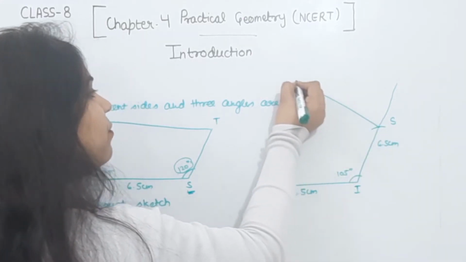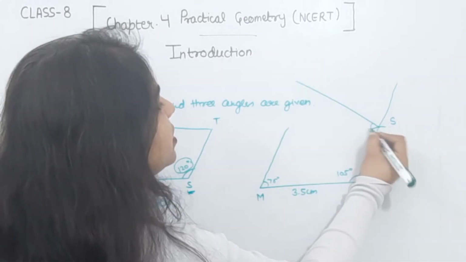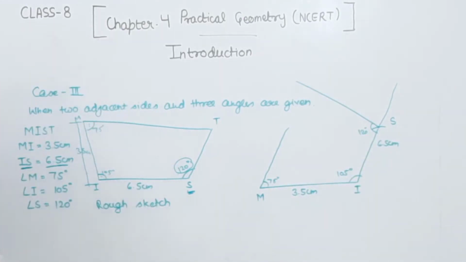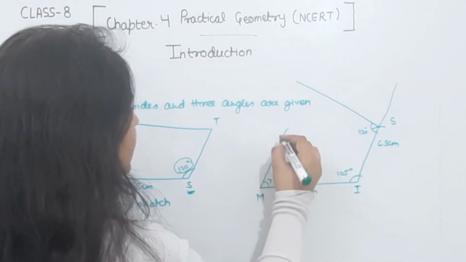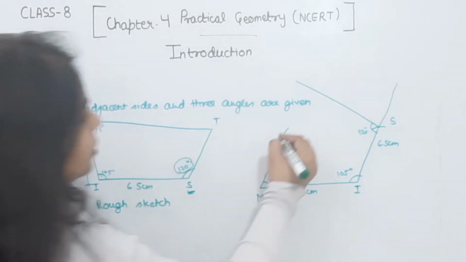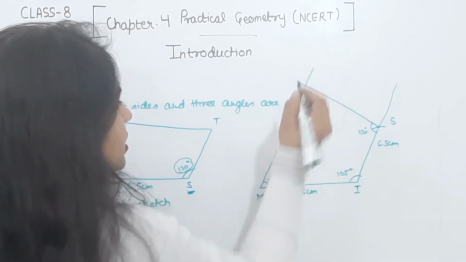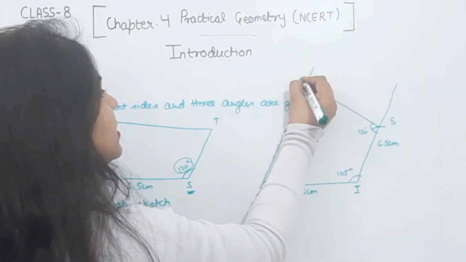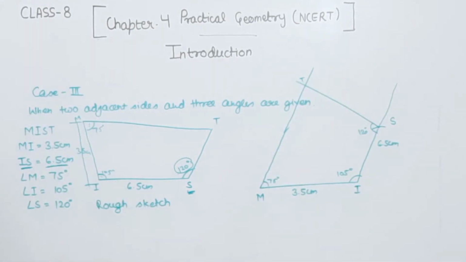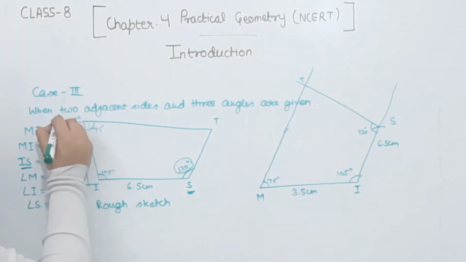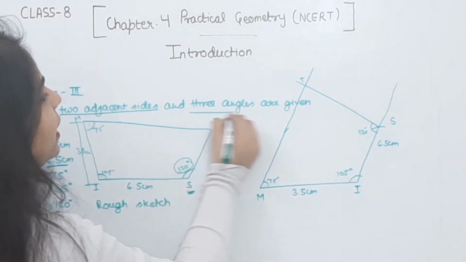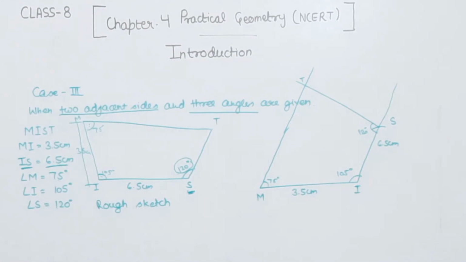Suppose this one we have drawn with the help of D. So this is the 120 degree. Now we are going to extend this one and join this one. So this is the MIS and this is the point T we will have. So this is the construction we are having of the quadrilateral MIST when we are having 2 adjacent sides and the 3 angles. This is the case 3. Now comes to the case 4.